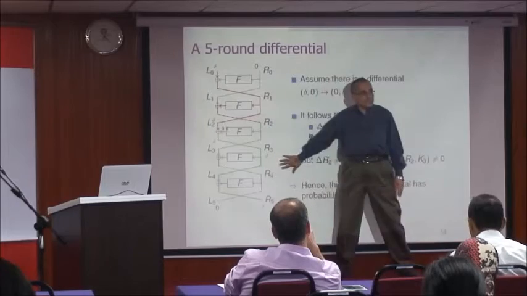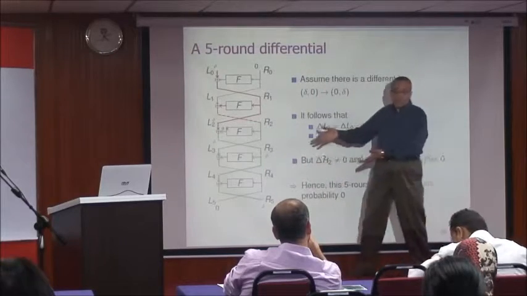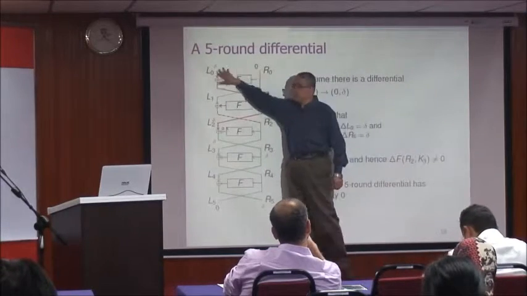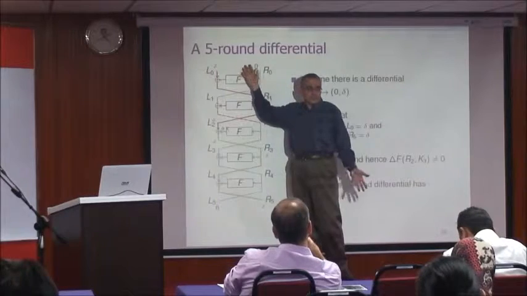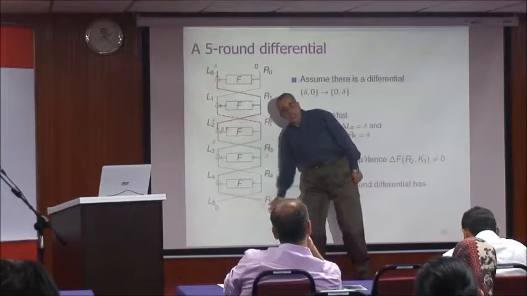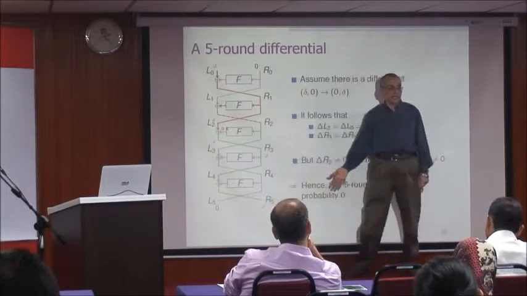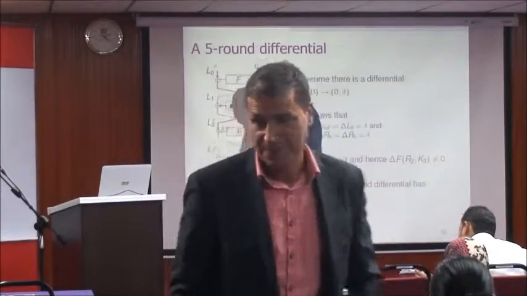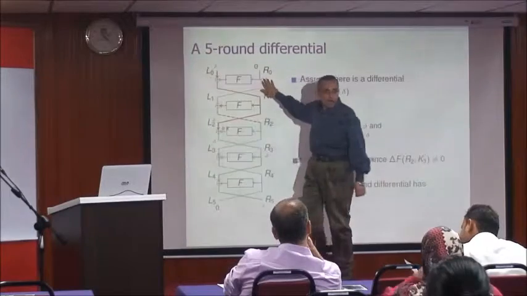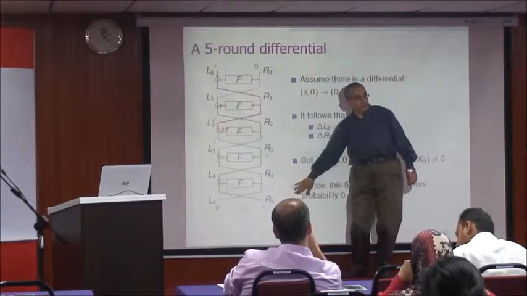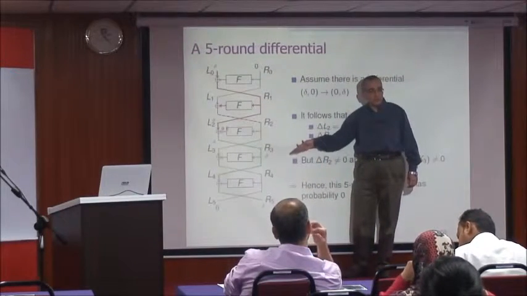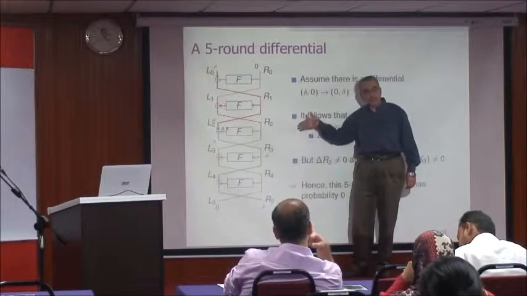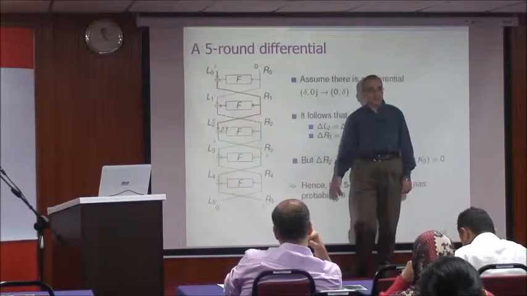So how can I use this? No matter what you put as 0 and delta here, you should never observe this output. So how can I use this to launch an attack? Here I built an impossible differential for 5 rounds. I'm going to show you how to use it to realize an attack on 6 rounds.